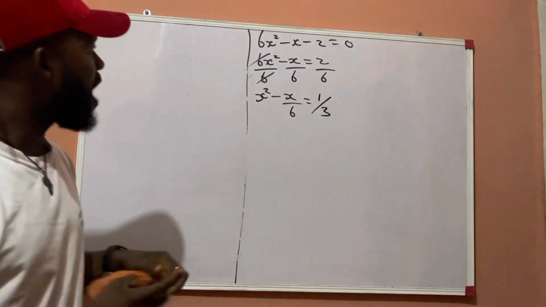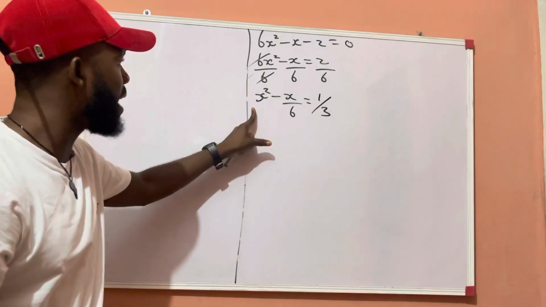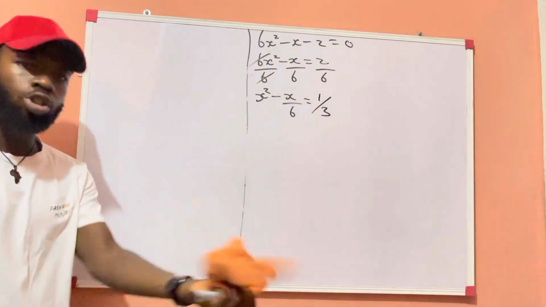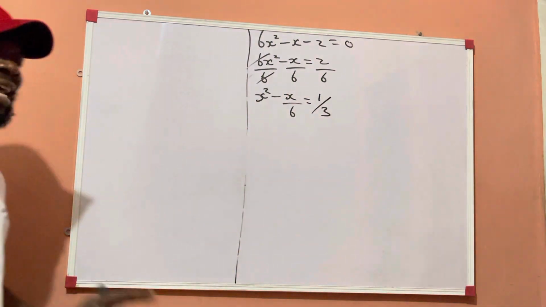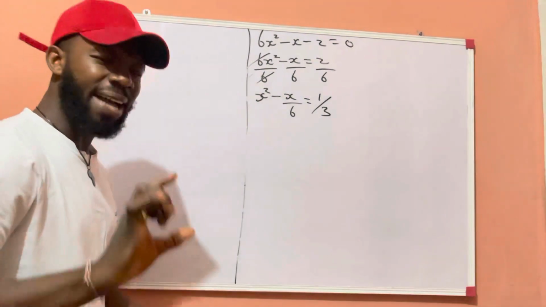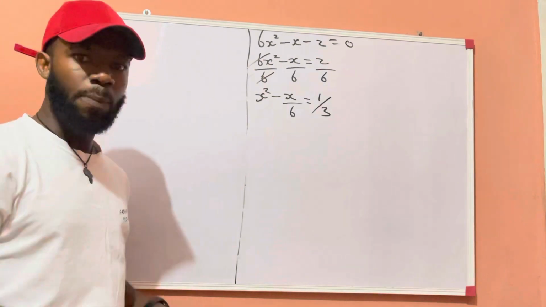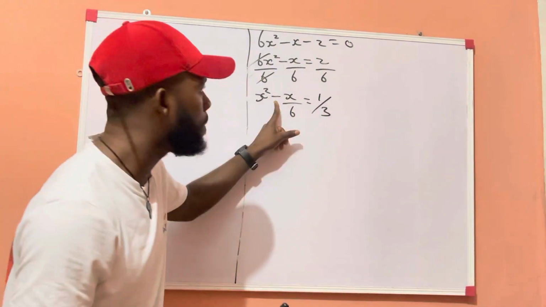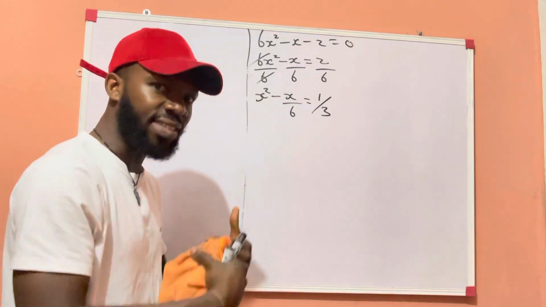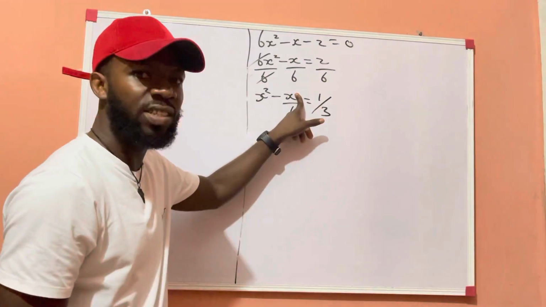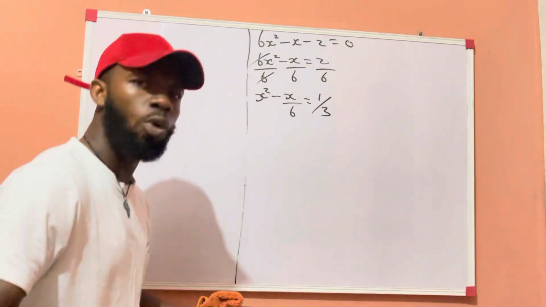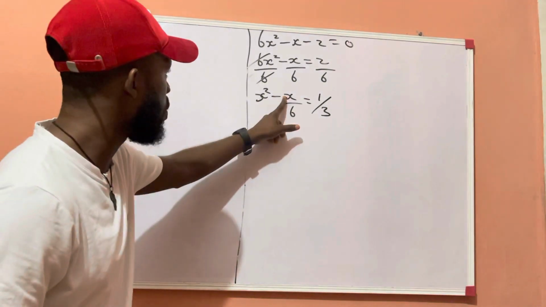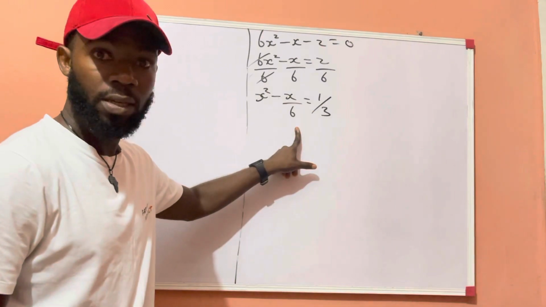Now that we have been able to make sure that our a here is 1 and our constant is at the right hand side, what did I say we do next? We introduce completing the square. And how did I say you introduce completing the square? By taking the half of b raised to the power of 2. Now, what is our b here now, class? You will notice our b is the number that x is carrying. And what is the number x is carrying here? x is not just carrying a whole number, x is carrying a fraction. And what is that fraction? Minus 1 over 6. That's our b.